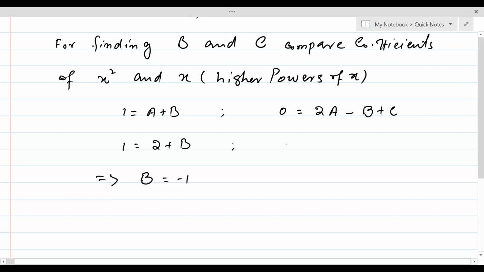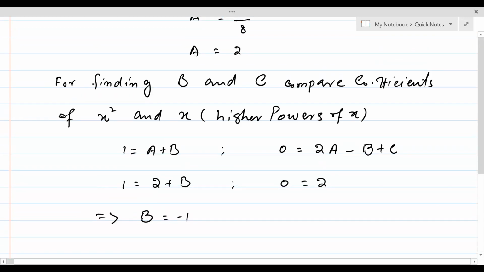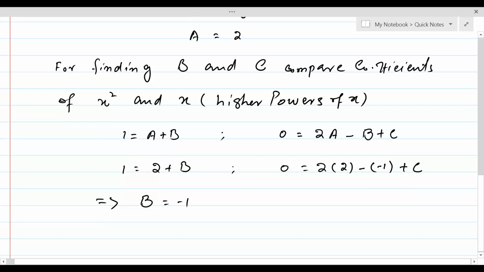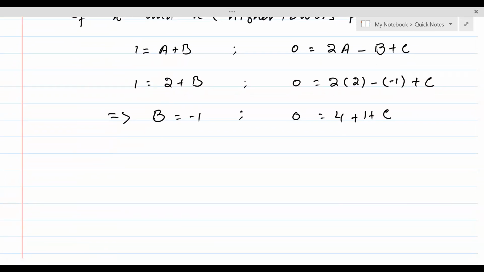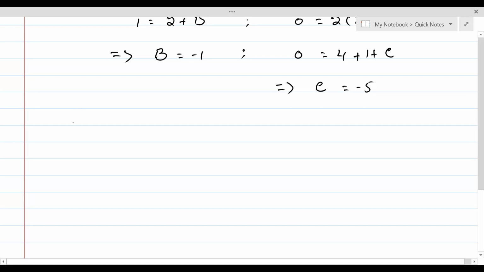So from this, 0 equal to 2a, which is 2, as we already know, minus b, which is minus 1, plus c, and this way we will be able to get the value for c. So 0 is equal to 4 plus 1 plus c. So this gives us c equal to minus 5.